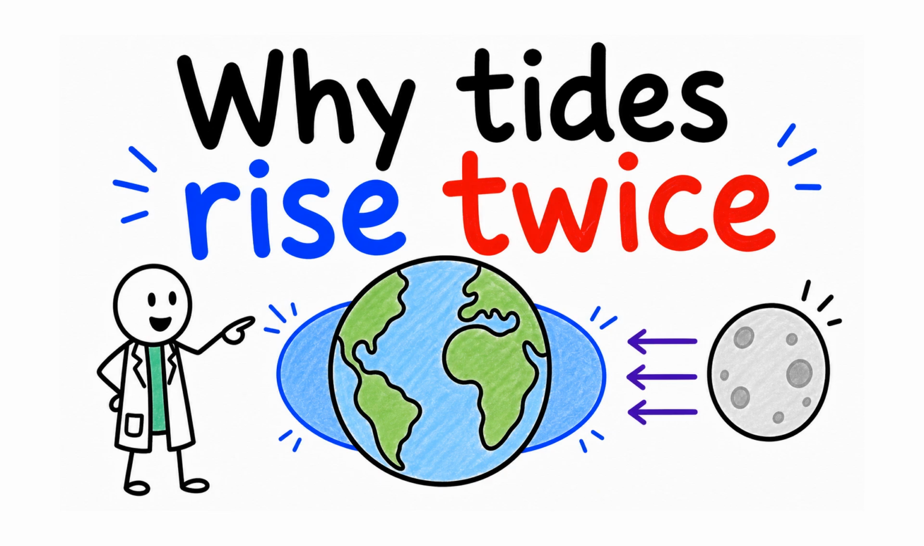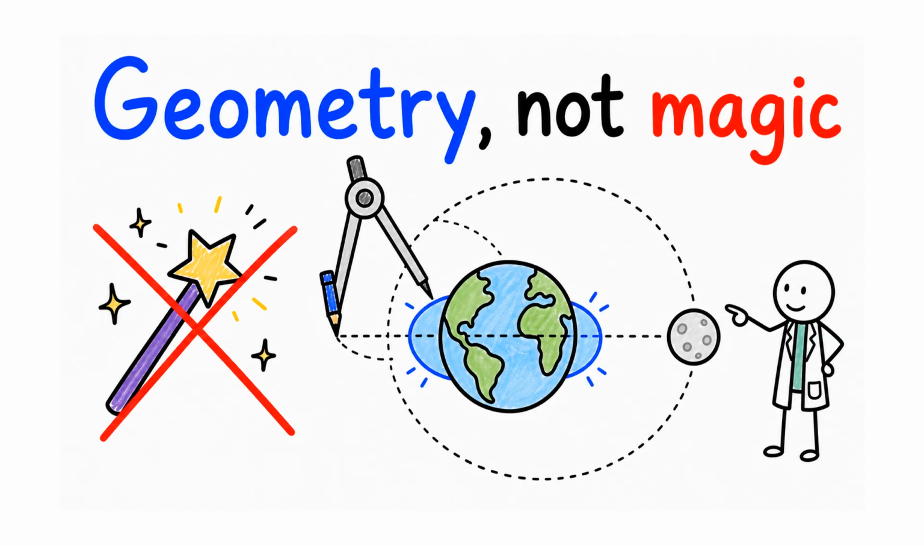So today, Brain Nest is asking why the ocean rises twice a day. And by the end, the second high tide should feel less like magic and more like geometry.